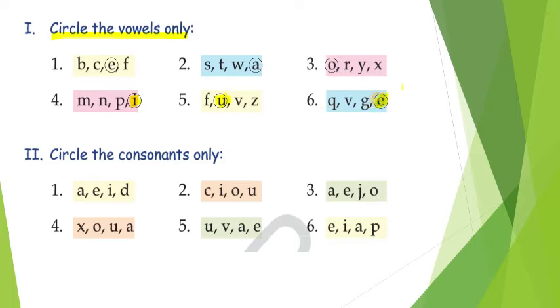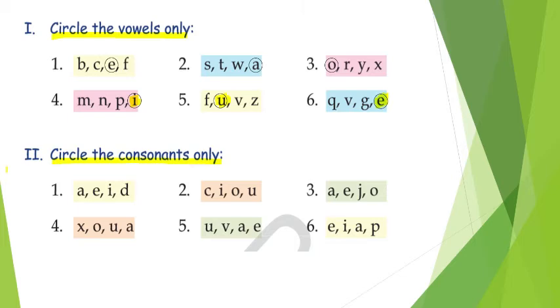E is a vowel. Alright? Now the second exercise is to circle the consonants only. You need to circle the consonants. Don't circle the vowels. Here you have to circle the consonants, not the vowels.